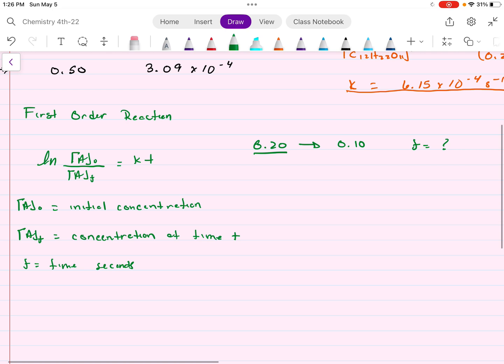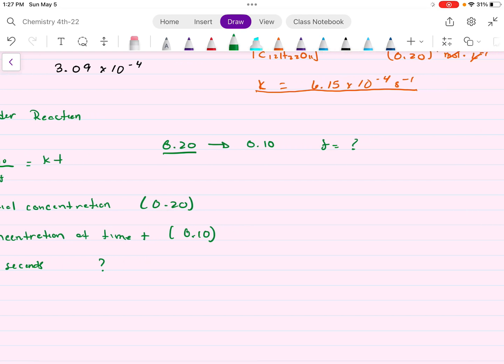So at this point, we know our starting concentration is going to be 0.20. We want to know what the concentration is going to be at a certain time. So we're going to know that at a certain time, our concentration is going to decrease to 0.10, right? And we're looking for this amount, okay? So at this point, it's just a matter of knowing how to use the formula and plug things in. So if ln of A naught over AT, and I'm going to divide both sides by K, that should give me the amount of time that it takes for this reaction to happen, right?